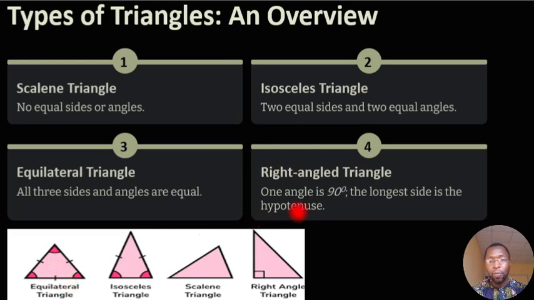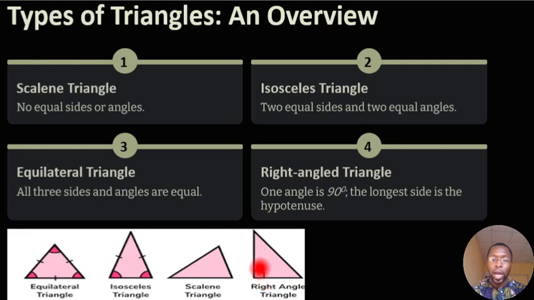All right. And the fourth one, which is the right angle triangle. In this type of triangle, one of the angles in the triangle is 90 degrees. Okay, and the longest side of this triangle is known as the hypotenuse. This is it here. You know that the triangle has three sides. This is the first side, second side, and this is the third side. Now, this angle here that looks like a square is known as angle 90 degrees. That is the symbol to show that it's an angle of 90 degrees.